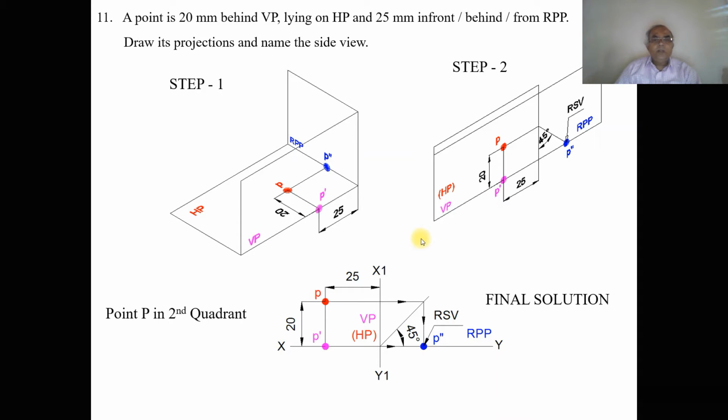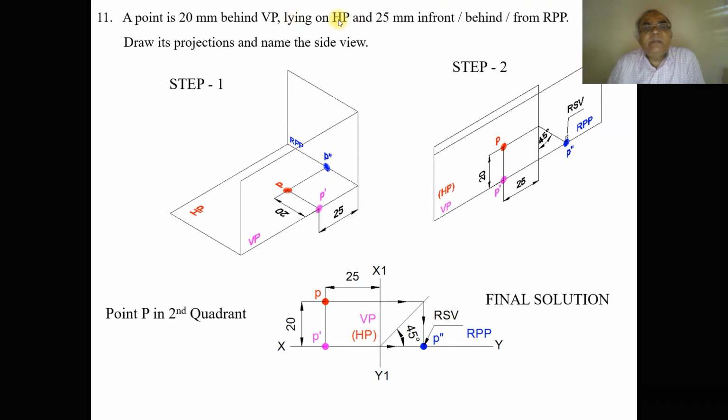Now, in this video, we are going to discuss one more problem. A point is 20 mm behind VP, lying on HP, and 25 mm in front of, or behind, or from RPP. Draw its projections and name the side view. In this problem, the point is behind VP, but it is lying on HP.